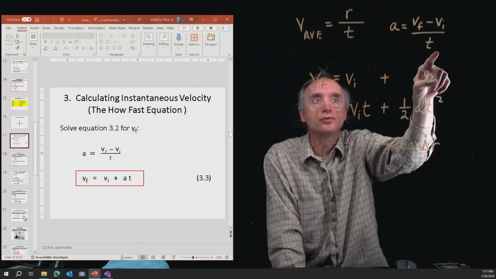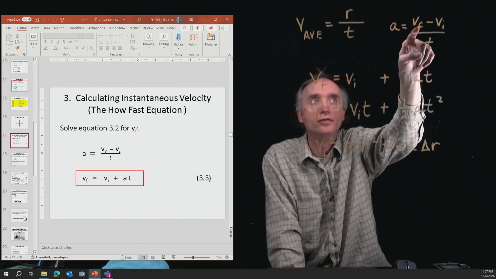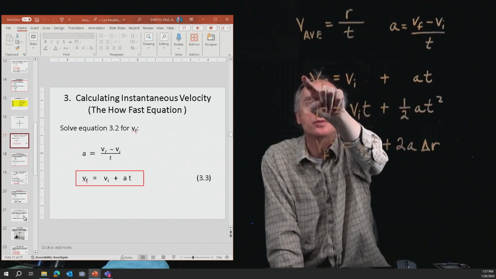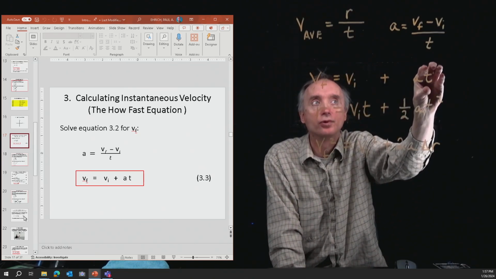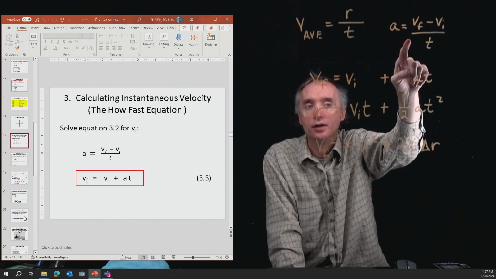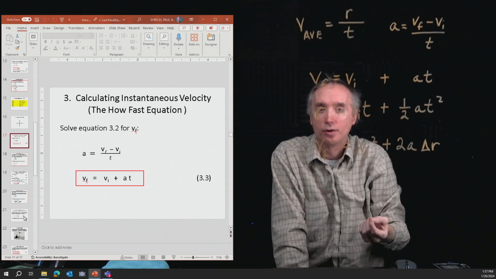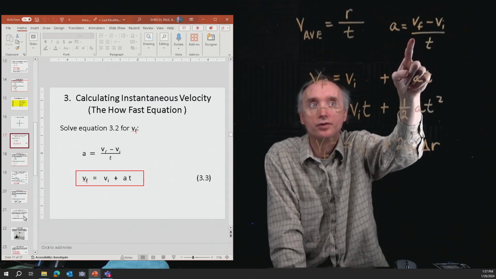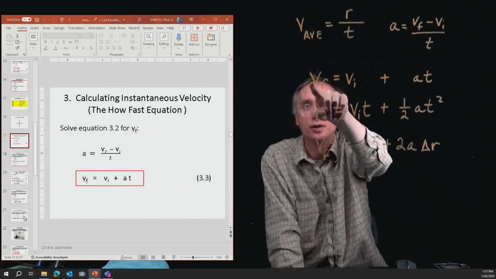So if you were to take this equation and solve it for V final, you get this equation right here. As long as you know this equation, you really don't need to worry so much about this equation up here. Any equation or any word problem that can be done with this equation, you can do it with this one. So this one is very, very important.